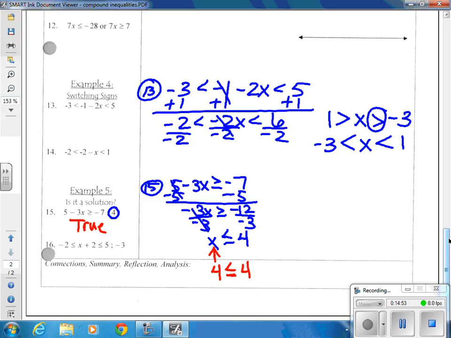All right, so you're going to complete number 16, and then you're going to come to class, and we're going to take these notes and do a little bit more with them. All right, once you understand what's going on and once you know the difference between and or inequalities.